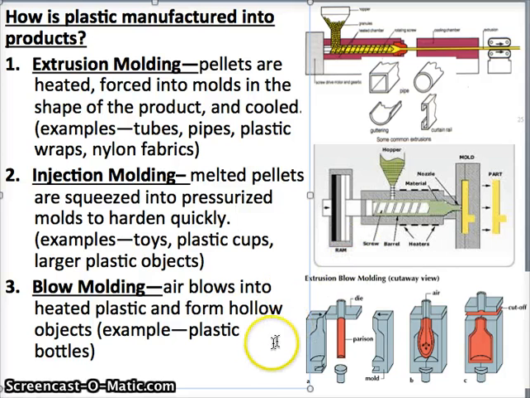Finally, we have what we call blow molding. In this configuration, we have a piece of plastic that's put into a mold, and we blow air into this plastic to actually make a hollow plastic object. And you can see all of our plastic bottles are actually made by blow molding. It's also called extrusion blow molding.